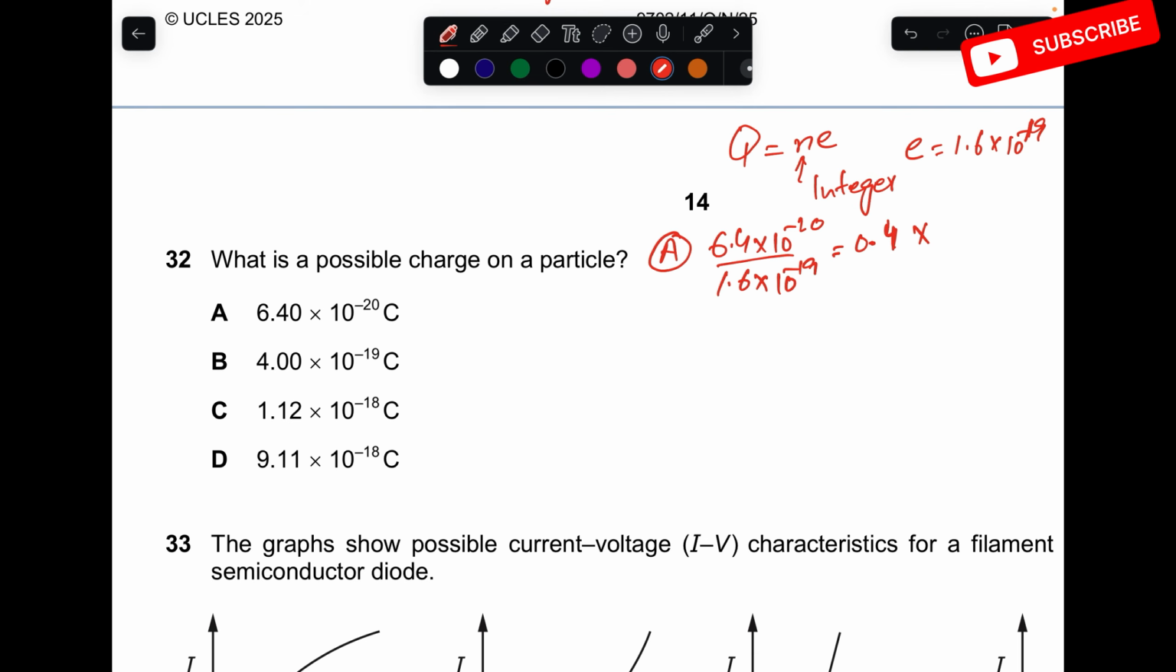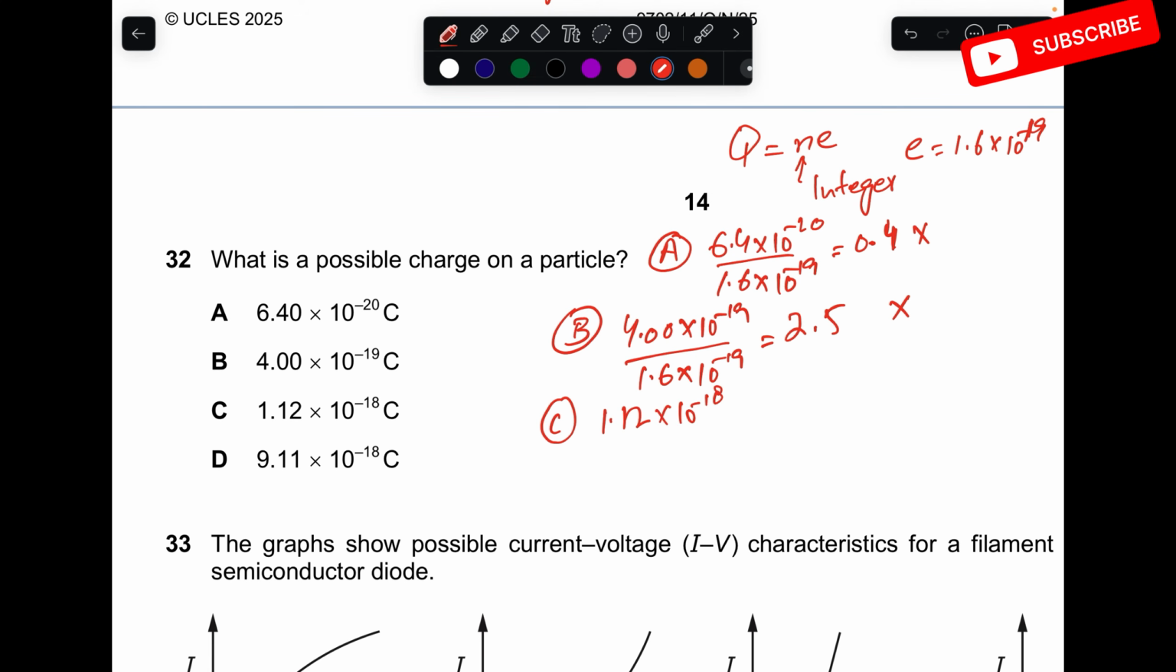It can be 1 electron, 2 electrons, 3 electrons, or any number of electrons, but it should not be a fraction. For B it is 4.00 times 10 raised to power minus 19 divided by 1.6 times 10 raised to power minus 19, which gives me 2.5. That is also wrong. C is 1.12 times 10 raised to power minus 18 divided by 1.6 times 10 raised to power minus 19. That will give me 7, so there are 7 electrons making this charge.